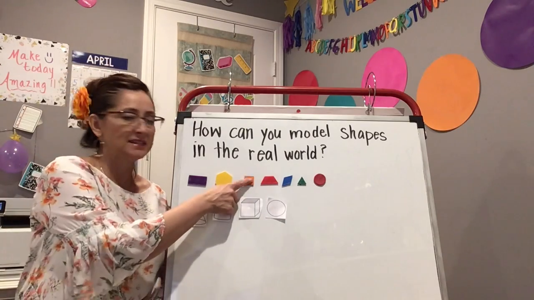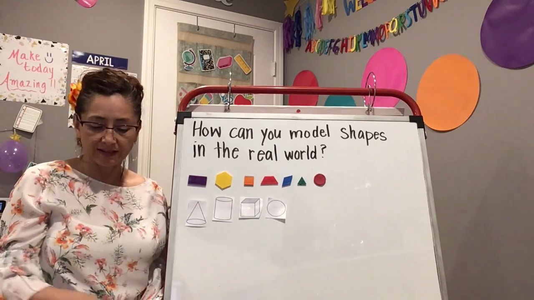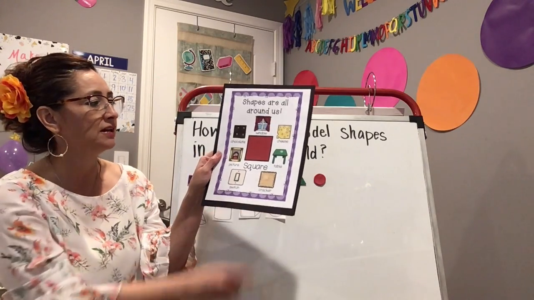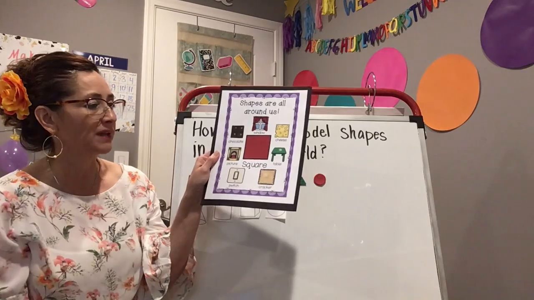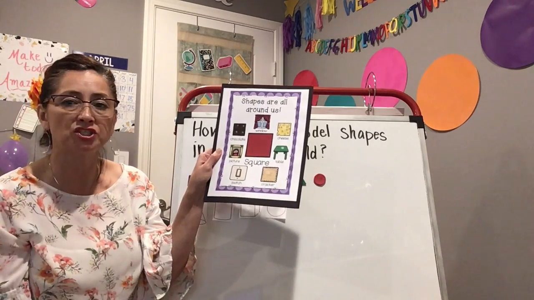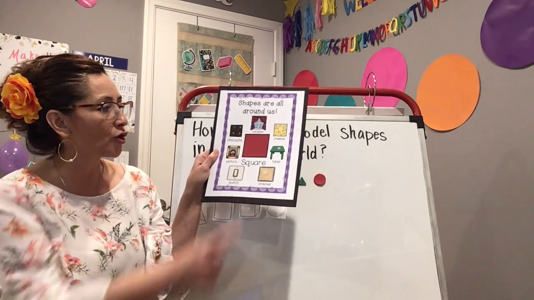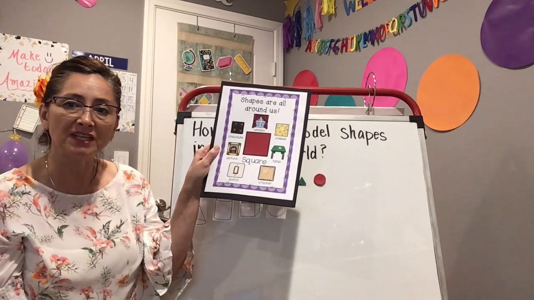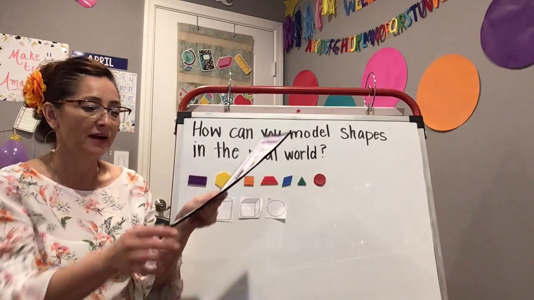Now, what's this next shape? Great, that's the square. And we also see the square all over the world. A chocolate is shaped like a square. A table can be shaped like a square. A cracker and cheese. And even a window can be shaped like a square.